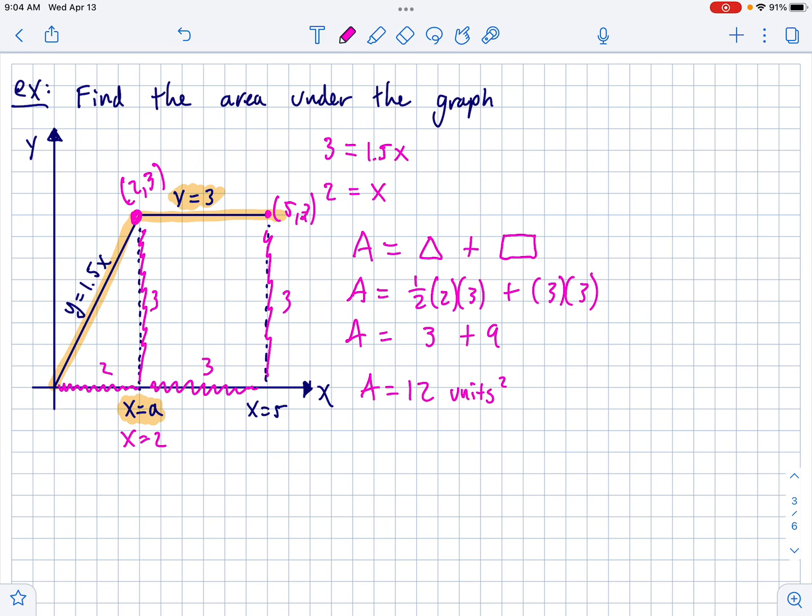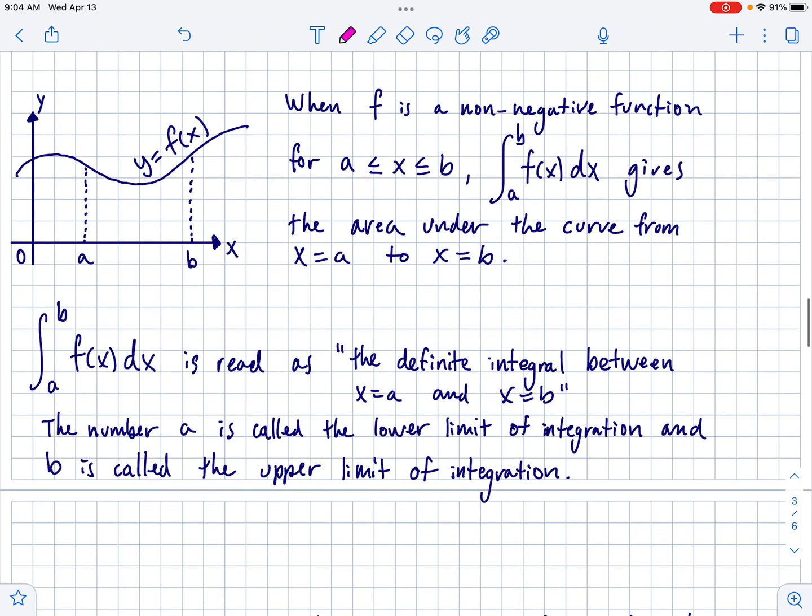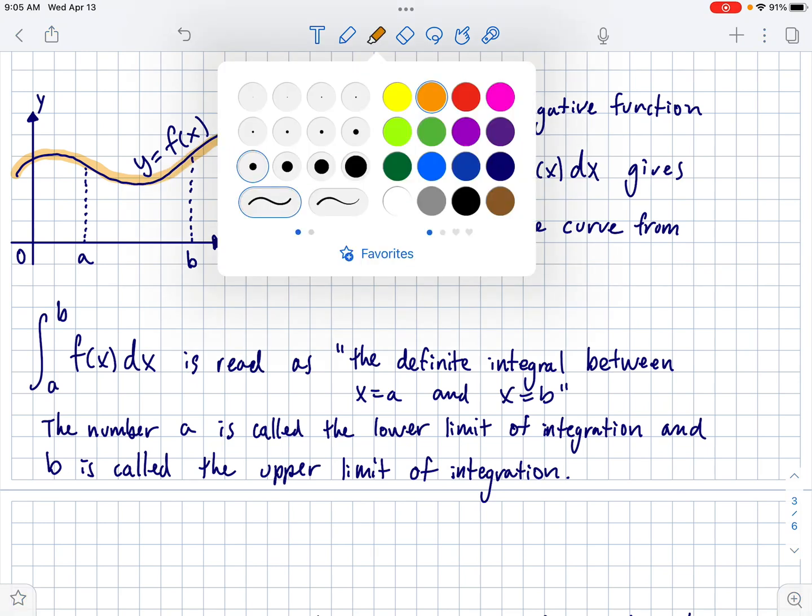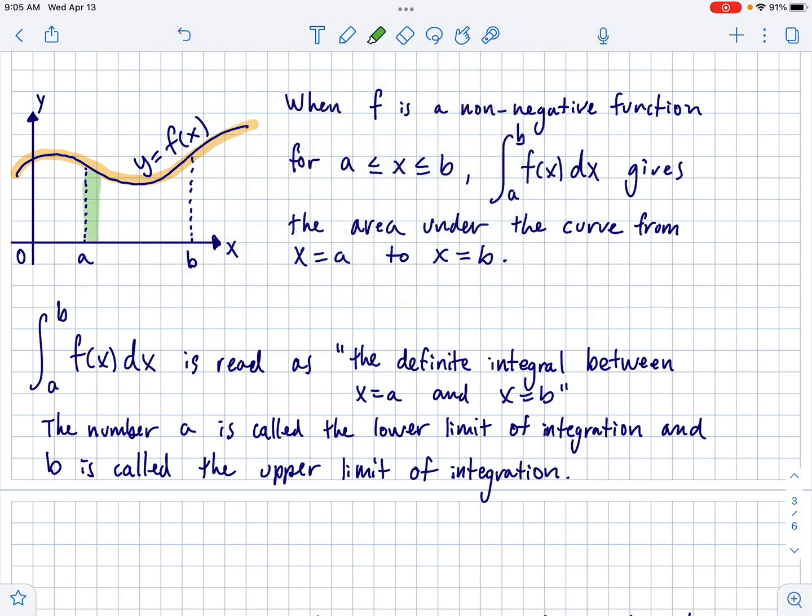Yeah, that's it. Now, you guys, we're not always going to deal with shapes like triangles and rectangles. There's going to come a certain point where you're trying to find the area underneath a curve. So the area underneath the curve is right here.